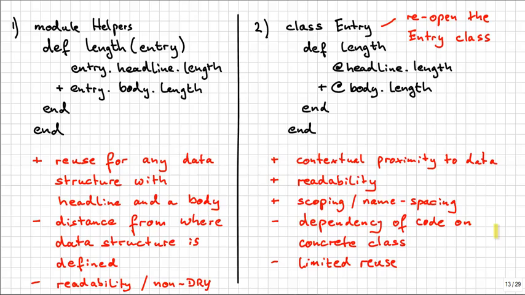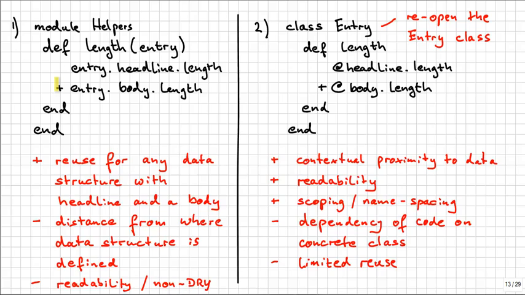On the left-hand side here, you see that I have defined a module called helpers. And I've defined in the module a method called length. It takes an entry. And then I use my knowledge about what an entry looks like, and I identify the headline attribute in the entry, and I identify the body attribute in the entry. Both I assume to be strings, and so I can call their length methods and simply add those up, and that gives me the length of the entire entry.